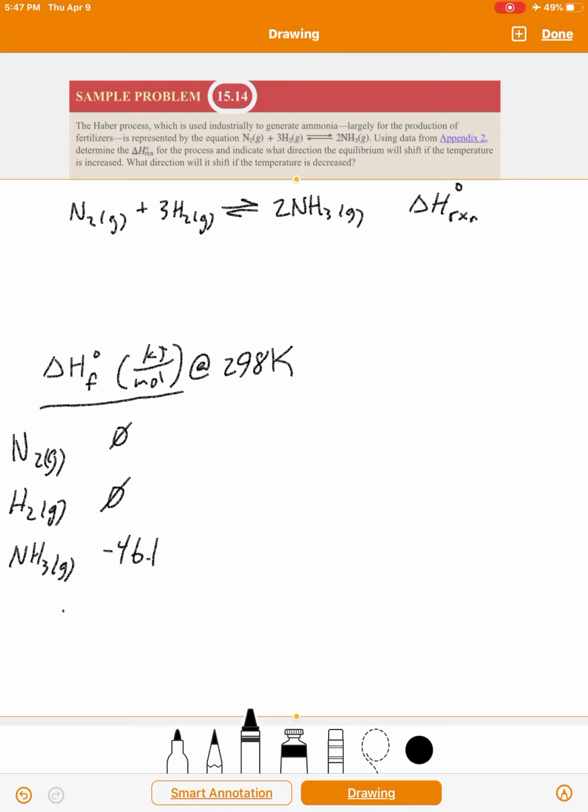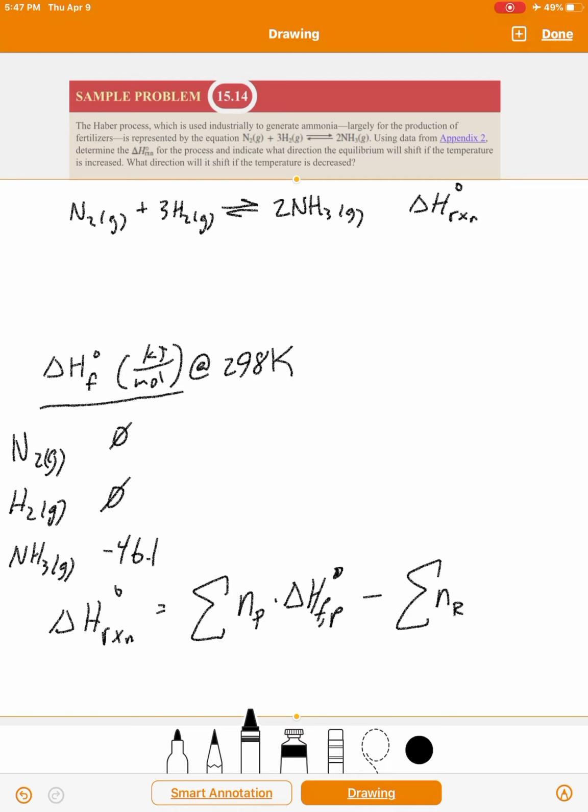Okay, so then use this equation. Delta H of reaction is equal to the sum of the number of moles of a particular product times its heat of formation under standard conditions, as for the products, minus the sum of the number of moles of a given reactant times the heat of formation of that reactant under standard conditions.